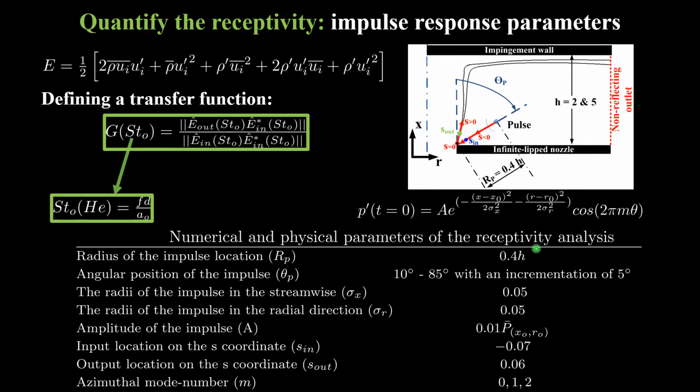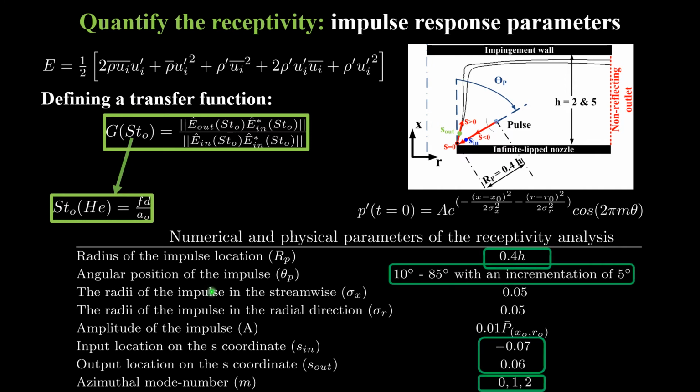The other parameters are the angular position of the impulse, which is changed from 10 degrees to 85 degrees with an increment of 5 degrees, and the location of input and output. We also studied azimuthal mode numbers 0, 1, and 2. Let's look at some results.